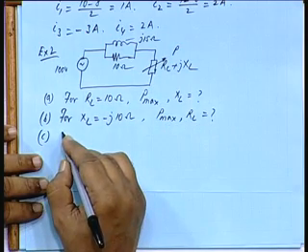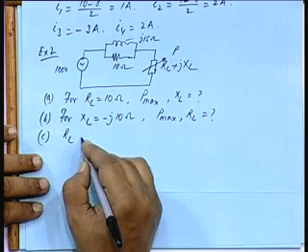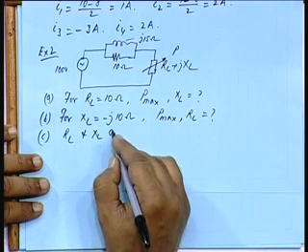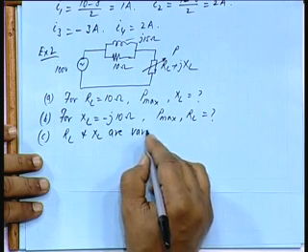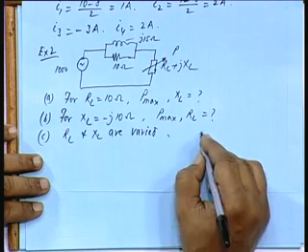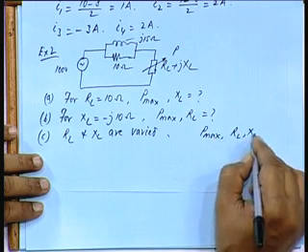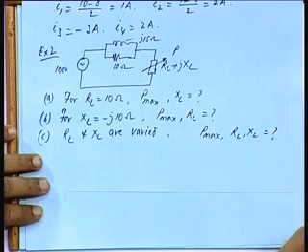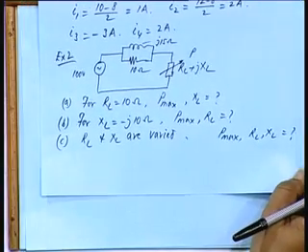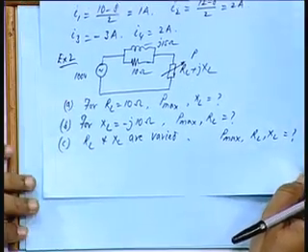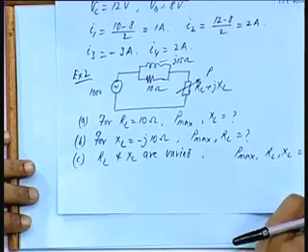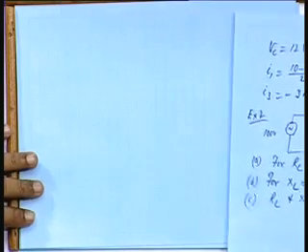And thirdly, when both RL and XL are varied, what will be P max and the corresponding RL and XL. So, the problem has got 3 sections, 3 different situations. So, let us take the first one.